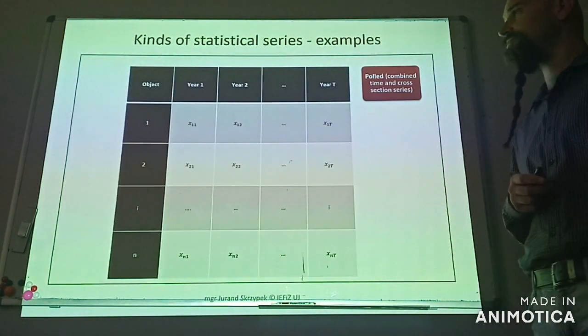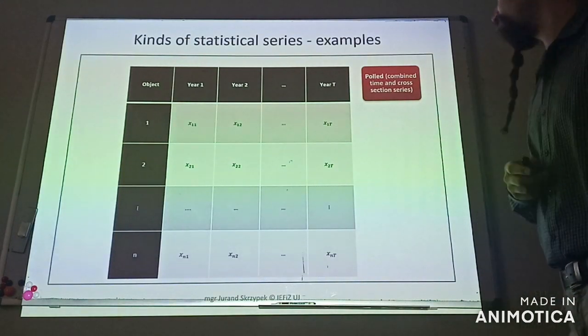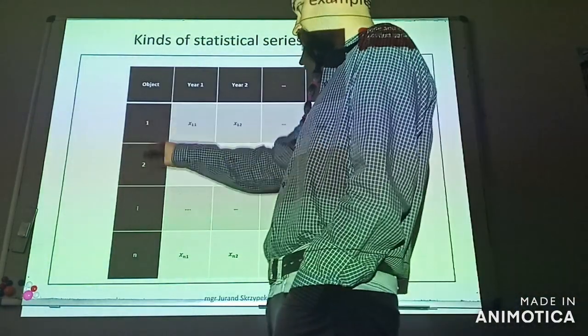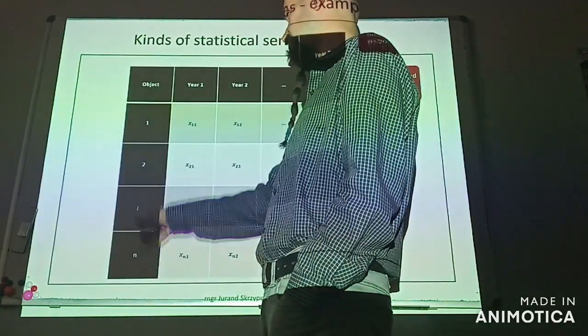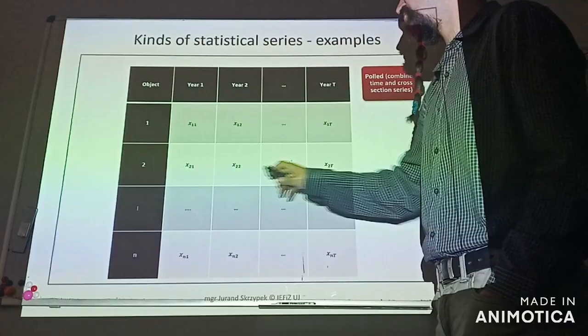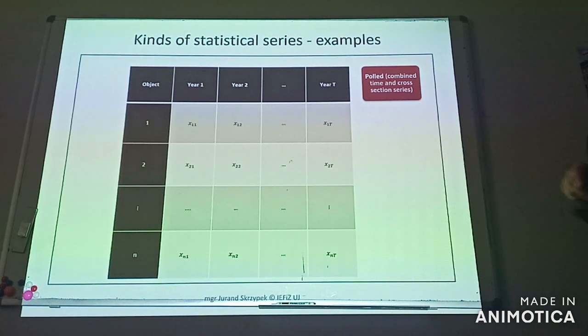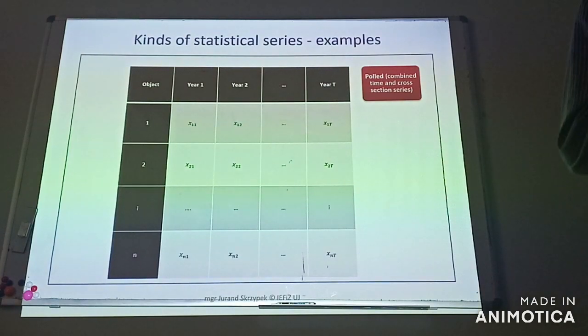And the last one, this series is a kind of combination. When we combine time series and cross-sectional series together, so we have the objects, for example, from the previous example, regions, and unemployment rate in next years in following regions. So this is an example of pooled cross-sectional, pooled combined time and cross-sectional series.